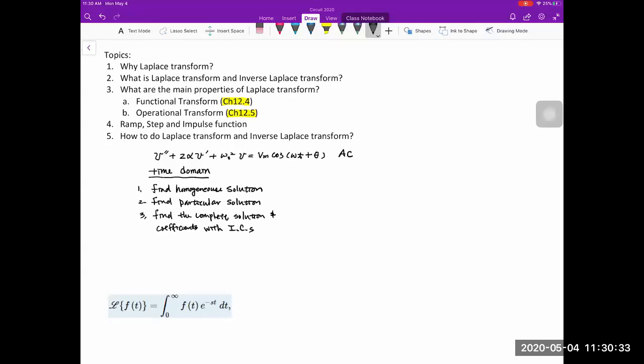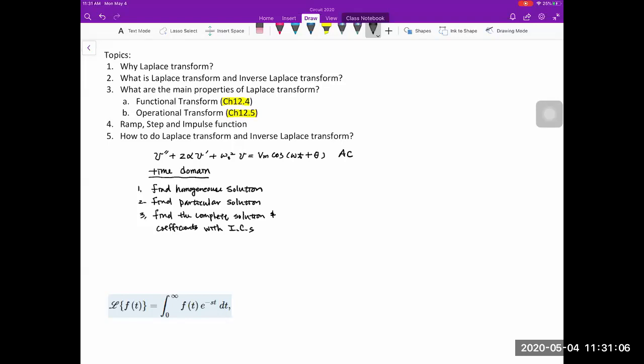And all this transformation is just trying to simplify the problem into another domain. So the Laplace transform is similar to the phasor domain, but the phasor domain only does the steady state response. It doesn't give you the complete solution. It gives you the steady state response, which means when time goes to infinity, what does the solution look like?